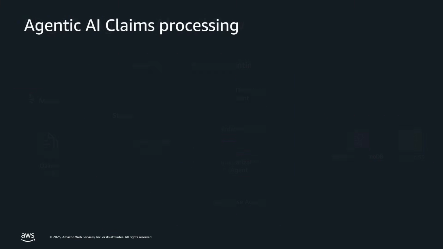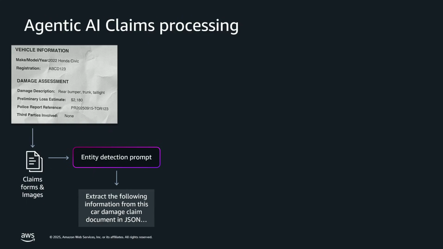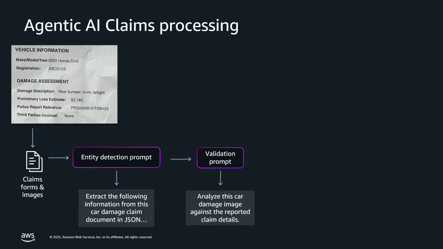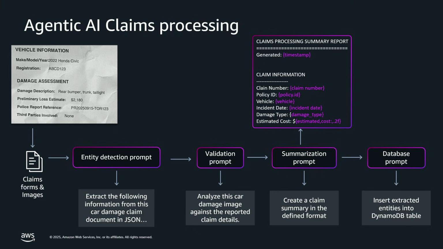And speaking of prompts, let me show you how I've built these agents very quickly in terms of the prompts. So we have our claim files. The first thing I'm doing is that I've tasked the entity detection agent, and I'm using simple natural language to build my prompt. I'm asking it to extract this information from this car damage claim and ingest it in a JSON format. I'm asking my validation agent to analyze this car damage image against the reported claim details. I'm asking my summarization agent to summarize all of the findings into this specific format that I'm showing you over here. And lastly, I have my database agent, and I've instructed it in natural language to extract all these entities and push them into a DynamoDB table.